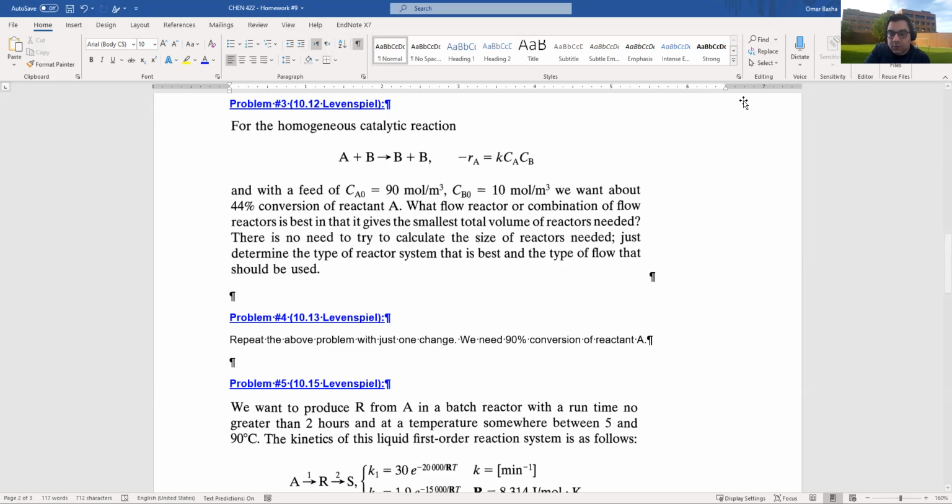Okay, let's go back to the whiteboard and this will be problem 3, right? Just write 2 here. And here I'm told A plus B goes to 2B. I have minus RA is equal to K CA CB. I'm told that CA naught is equal to 90, CB naught equals 10. Of course, write your units when dealing with this problem.